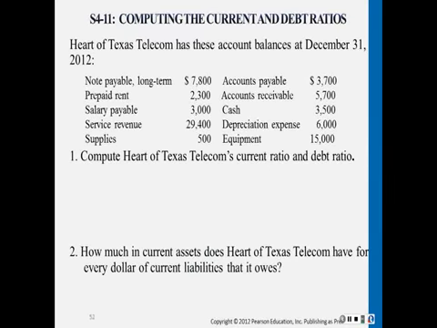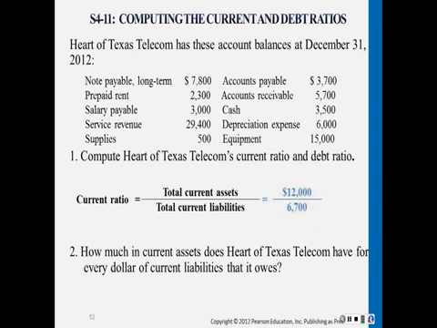Short exercise 4-11 focuses on the current ratio and the debt ratio. Current ratio: total current assets divided by total current liabilities. Total current assets equal $12,000 and total current liabilities equal $6,700. The current ratio is 1.79.